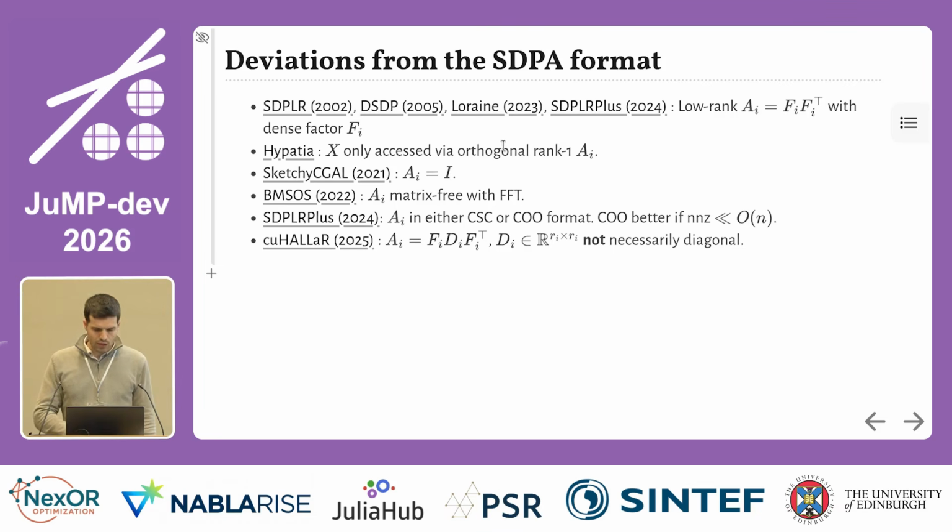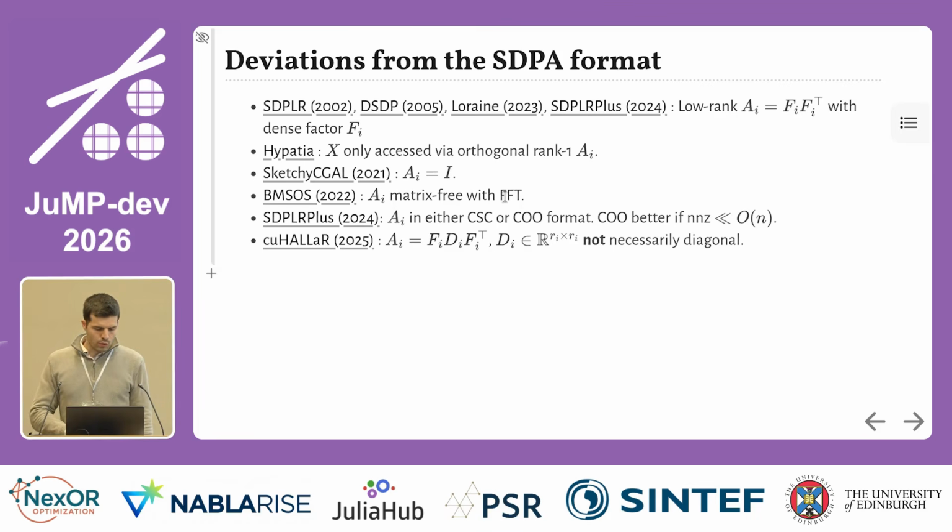So this is the kind of format that, if you're able to specify to Hypatia that your problem is like that, is going to be extremely fast. There is also the case where Ai is just a diagonal matrix. This is sparse, but even more specific, as when it can be expressed with FFT.